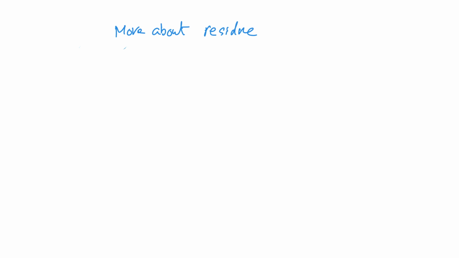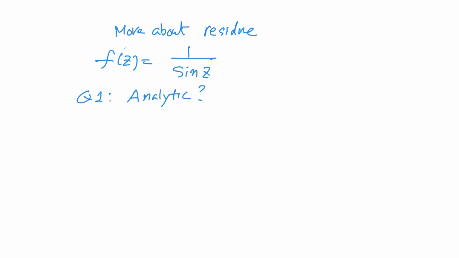About this. There are cases where it's very difficult to check the order of the pole. For example, 1 over sine z. Question number 1: analytic. Actually, the question, I posed the wrong question.